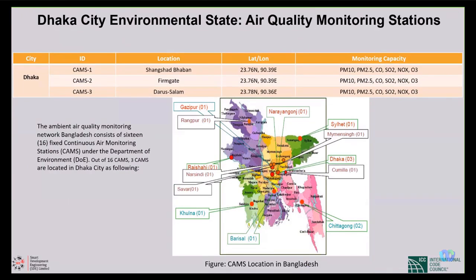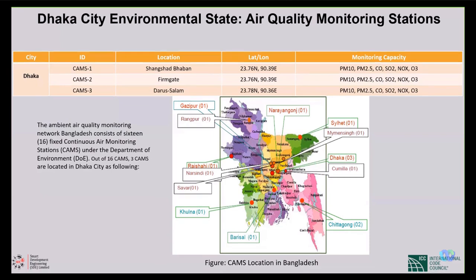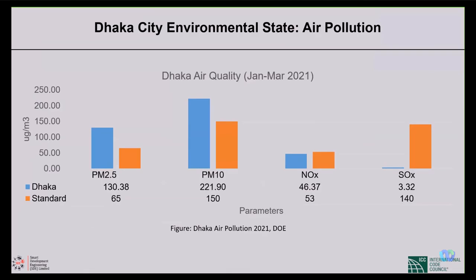Now, I want to give you some information. What's going on in observing water quality in Bangladesh? There are 3 stations within Dhaka, and this is some of the results. This is the standards versus actual observations. In all cases, we are crossing the standards. None of it is within the limits.